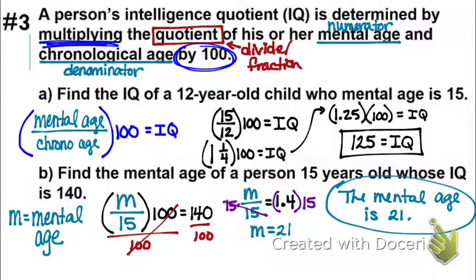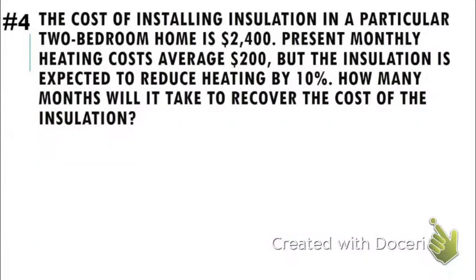Let's do one more and then we'll call it a day. Let's look at one last problem and then we'll call it a day. The cost of installing insulation in a particular 2-bedroom home is $2,400. Present monthly heating costs average $200, but the insulation is expected to reduce the heating by 10%. How many months will it take to recover the cost of the insulation?